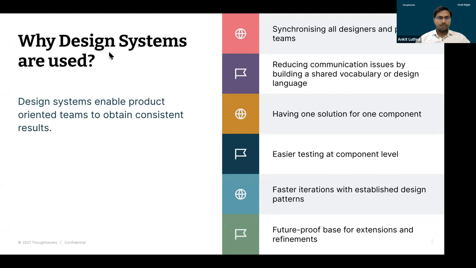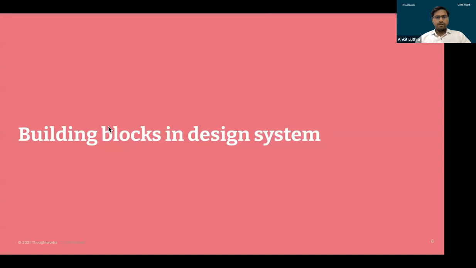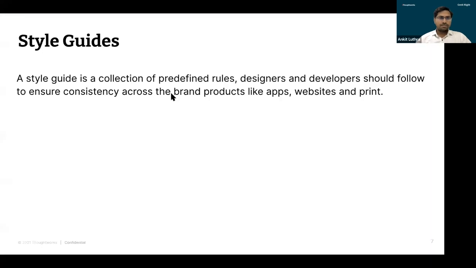Thank you. Moving on. Now we'll talk about some of the building blocks that we can establish while creating the design system. The first building block for us is the style guide. What is a style guide? Essentially it's a collection of predefined rules which designers and developers agreed to follow so that they can ensure consistency in their brand products. It can be across app, website, and especially print. We cannot forget the print is the original one and it will stay until the end of this universe.